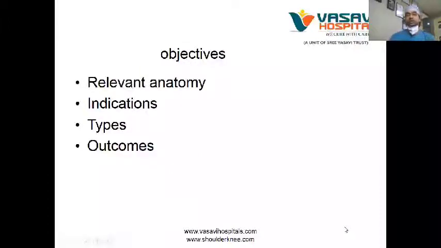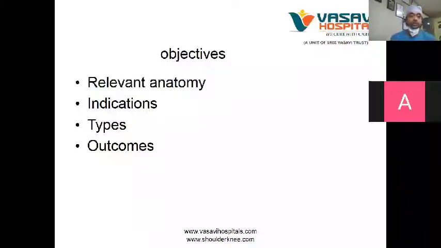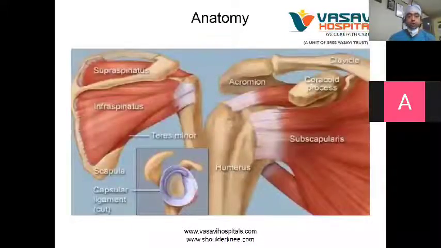So these are the things that we are going to touch on today: relevant anatomy, the indications for each type of replacement, the types of replacements, and their outcomes. So anatomy, what I would like to emphasize here is two things. One is two groups of muscle. One is the deltoid, the other is the rotator cuff, obviously comprising the subscapularis, infraspinatus, and teres minor.